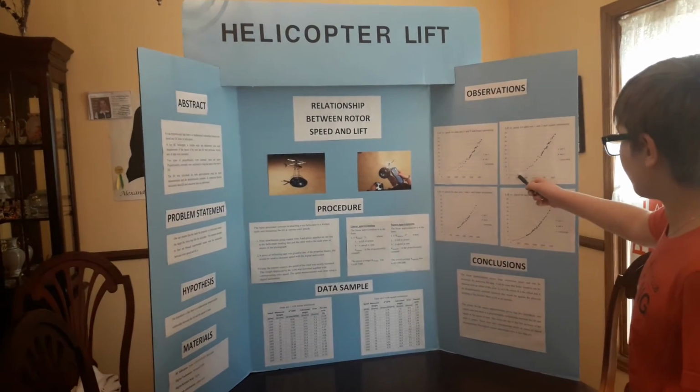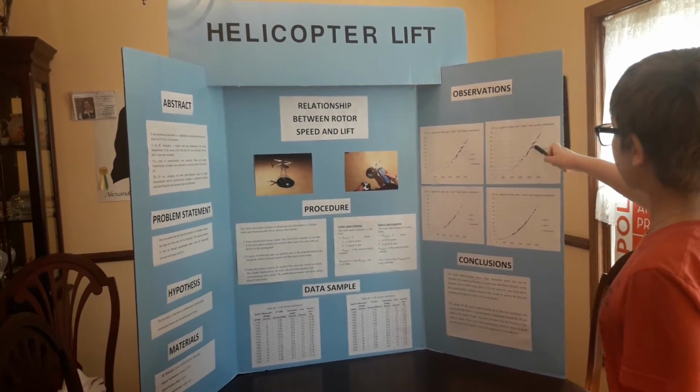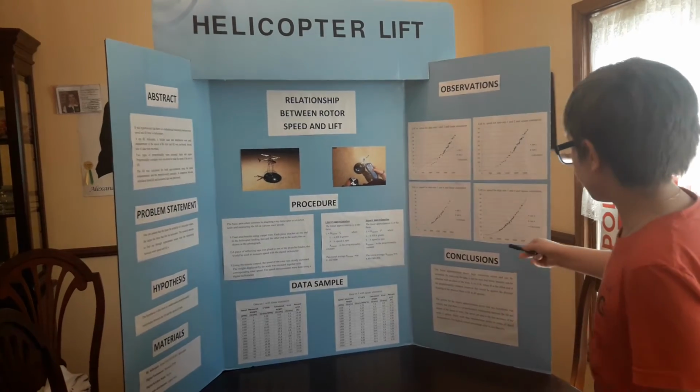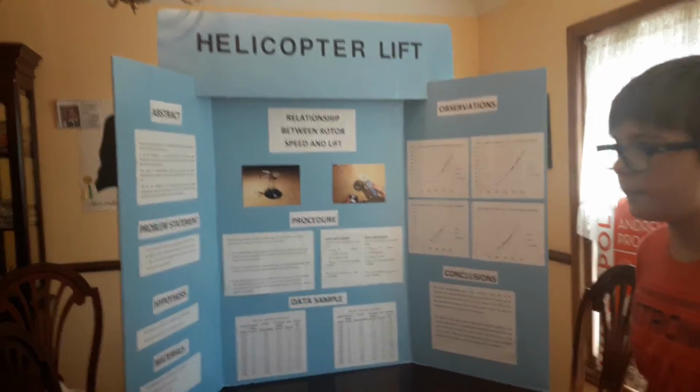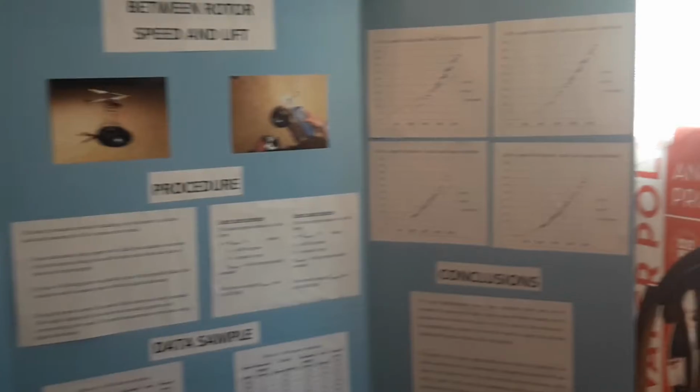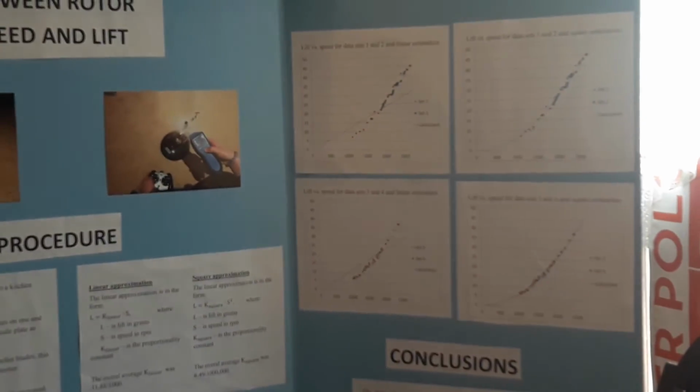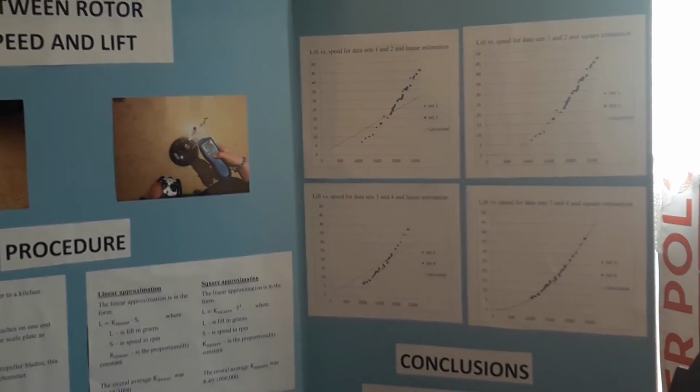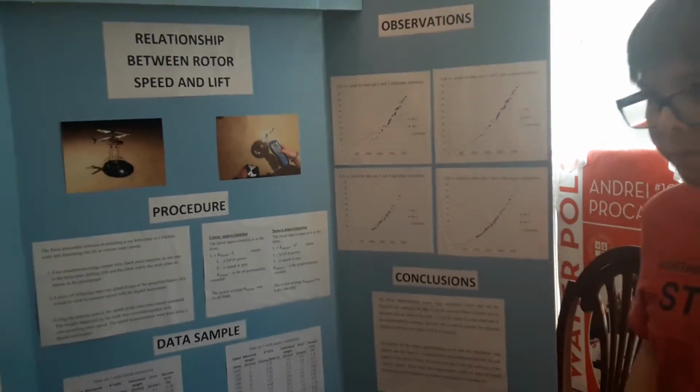If you see this graph, it matches up almost perfectly with the actual weight. So you can conclude that there is a square equation, a square relationship between rotor speed and lift.